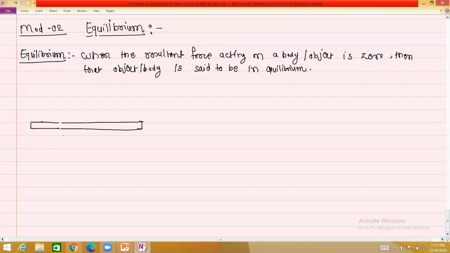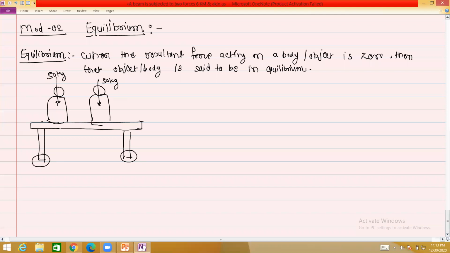So consider this is a bench, and two persons are sitting on this bench. Each person has a weight of 50 kg. So this 50 kg and this 50 kg, the net effect in the downward direction will be 100 kg. This 100 kg is supported by the supports of the bench.